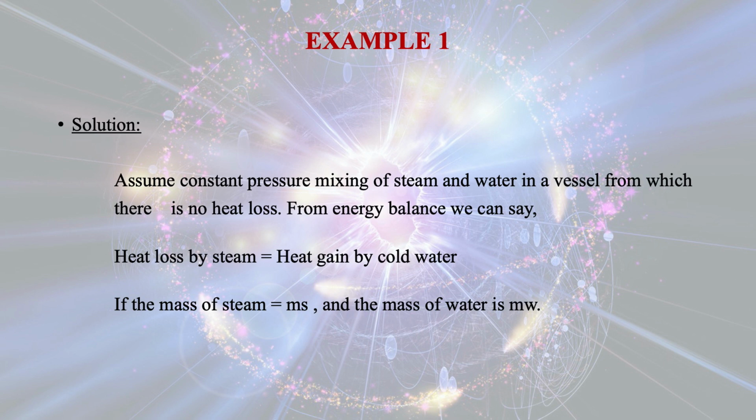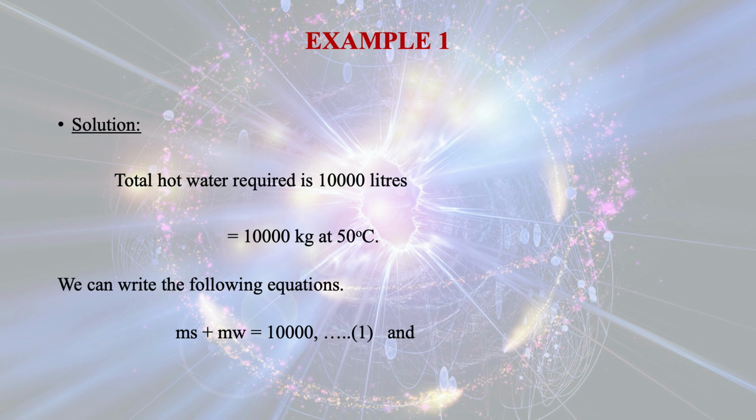Now this is a very simple problem. If you take the mass of steam as ms and the mass of water as mw, then the total hot water required is 10,000 liters, that is 10,000 kg at 50 degrees centigrade. We can write the following equations, because the total mass of the mixed water will be 10,000 at the end. So mass of steam plus mass of water is equal to 10,000.